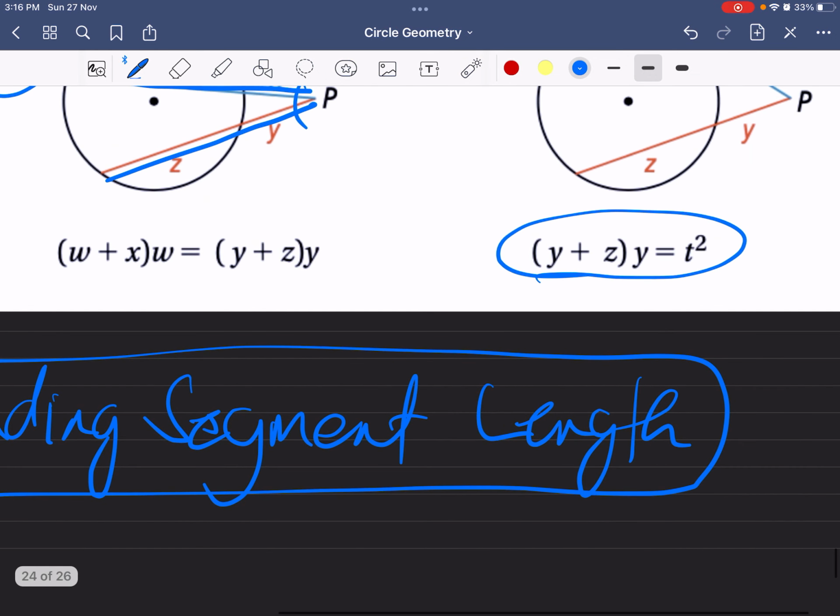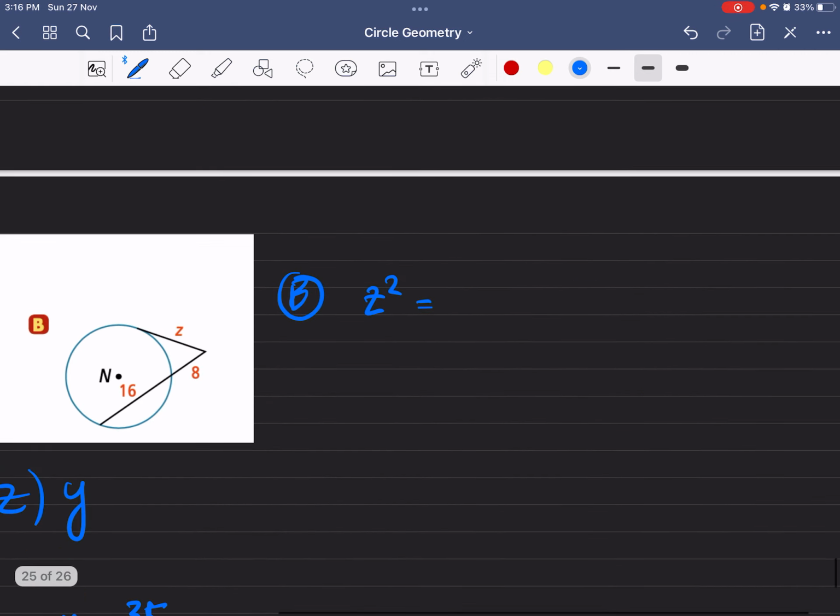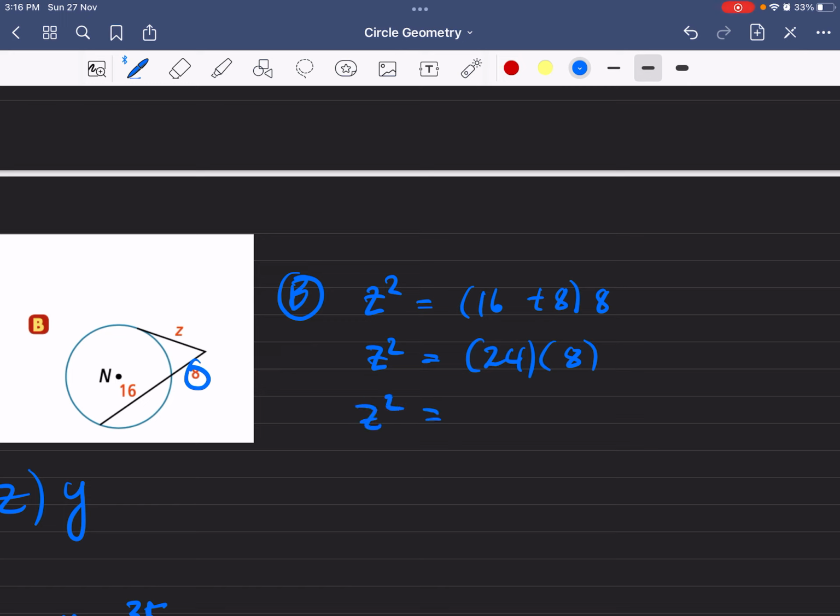You are always going to multiply with the outside segment. So that's going to be 16 plus 8. The outside segment is 8, so it's going to be 8. So z squared is 16 plus 8, which gives you 24, times 8. Okay, so z squared is going to give you 192.